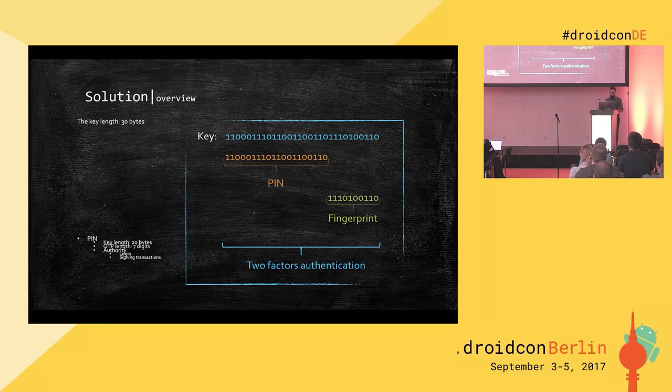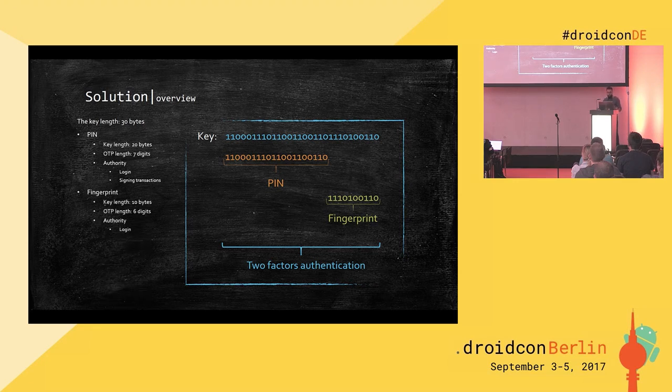If I want to categorize this, the PIN code authentication needs the key with 20 bytes. Of course, that is just an example. You can choose your coefficients and sizes based on your secret key length. But in this case, I will dedicate 20 bytes to the PIN code authentication, and the generated OTP after calculation will be 7 digits. If the user authenticates with a PIN code, he can log into the system and sign transactions. But if he wants to just log in with fingerprint authentication, 10 bytes of the key will be used in order to generate the OTP.